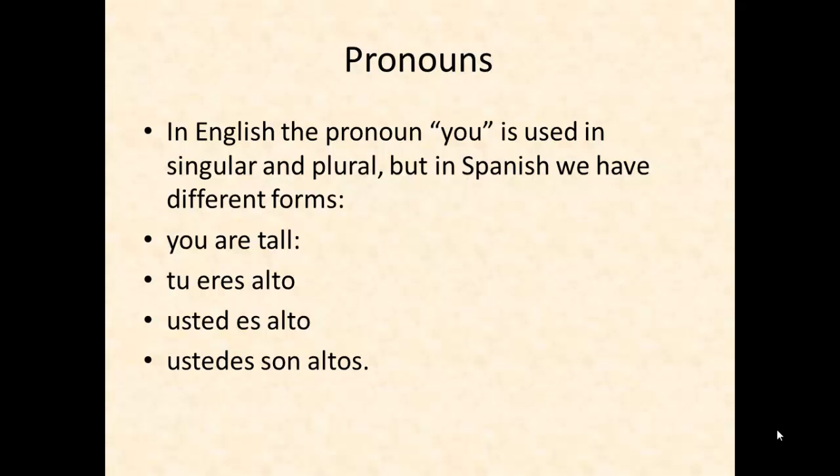Pronouns. In English, the pronoun you is used in singular and plural, but in Spanish we have different forms. You are tall can be translated as tú eres alto, usted es alto, ustedes son altos.